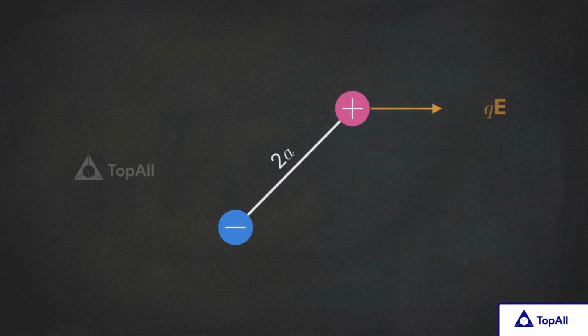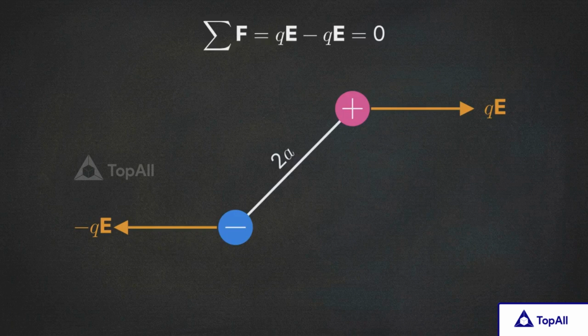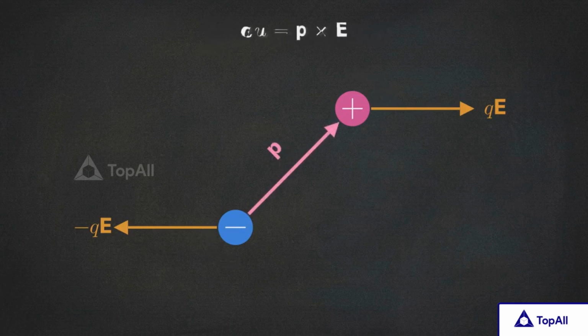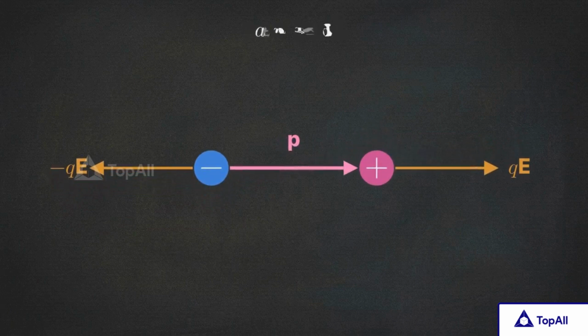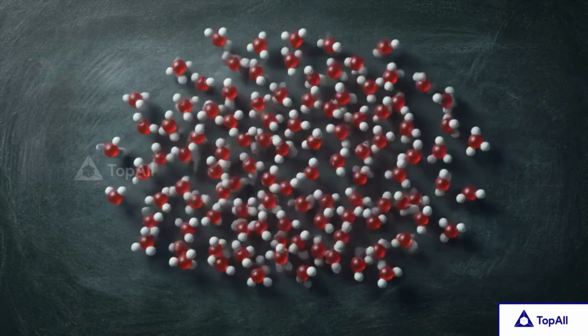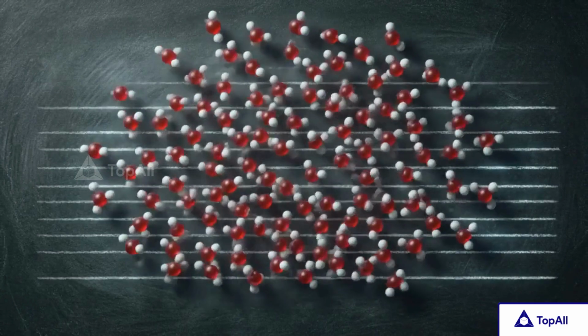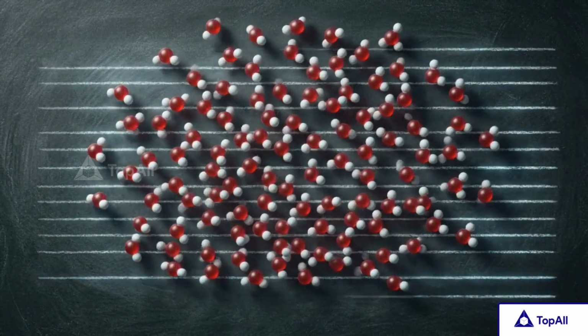The field exerts a force pushing the positive charge and pulling the negative charge in opposite directions. Because these opposing forces are equal, the net force is zero. The dipole does not translate through space. However, because the forces act at different points separated by the internal distance 2a, they create a mechanical couple. This generates torque, expressed as p cross E, which forces the dipole to rotate until it aligns with the external field. The dipole moment determines how polar molecules, such as water, orient and react to external forces in the real world.